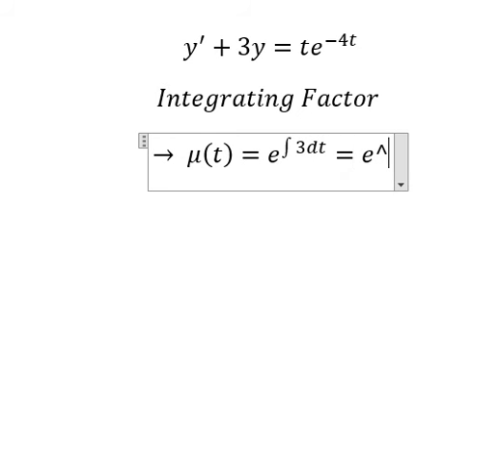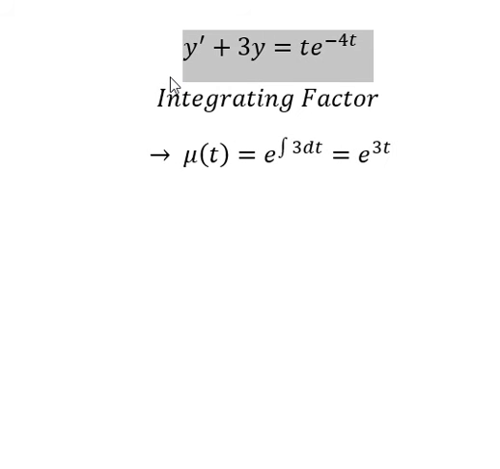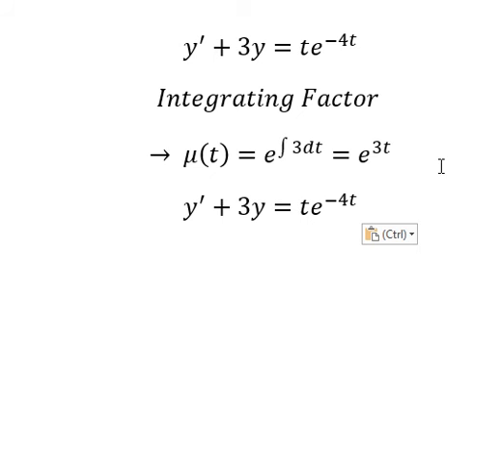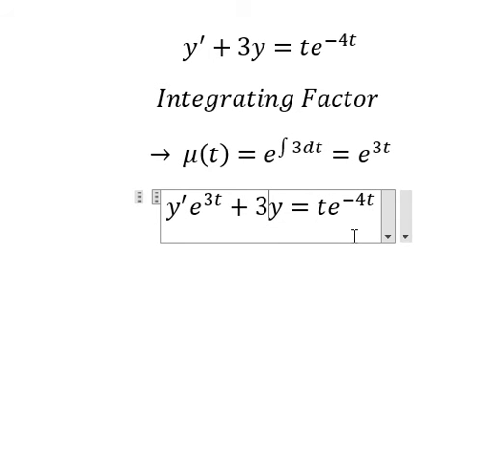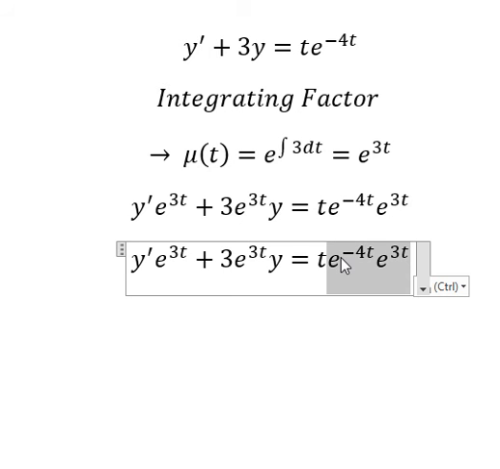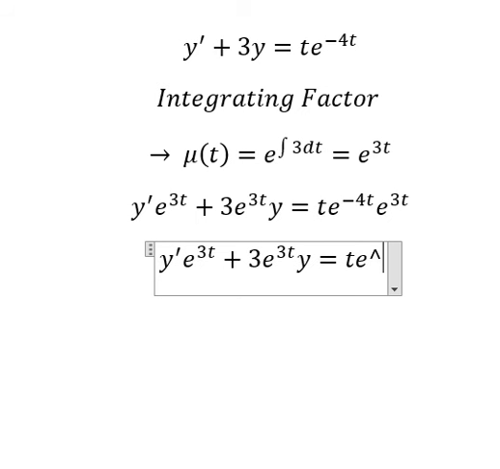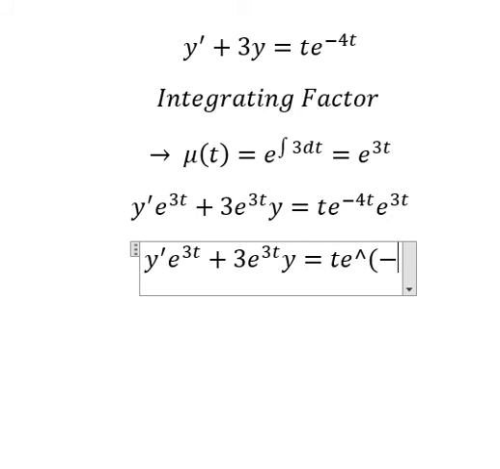And we have e to the power of 3t. That means we multiply both sides by this one. This one we have e to the power of negative 4t plus 3t. This is negative t.